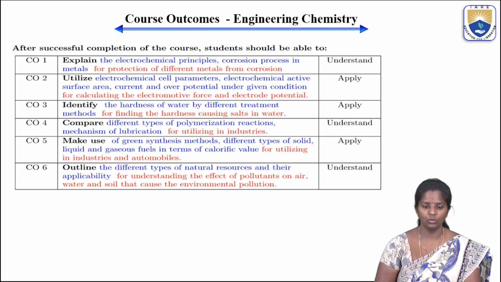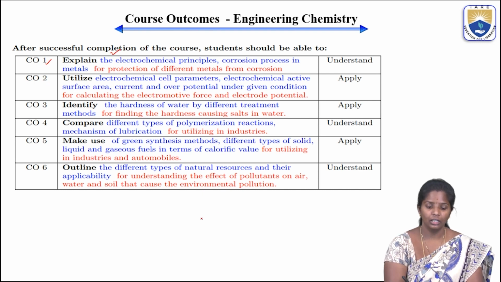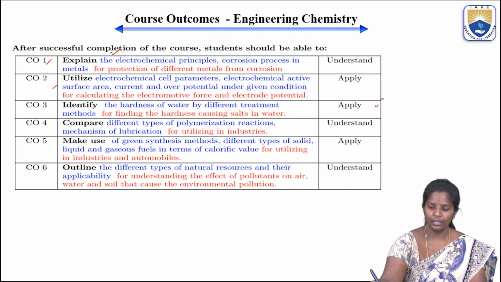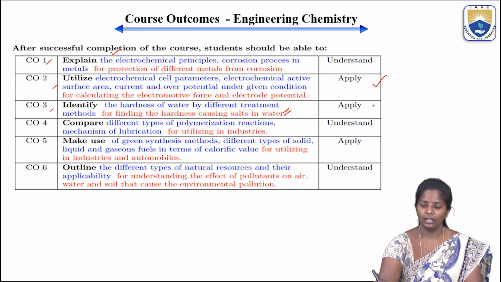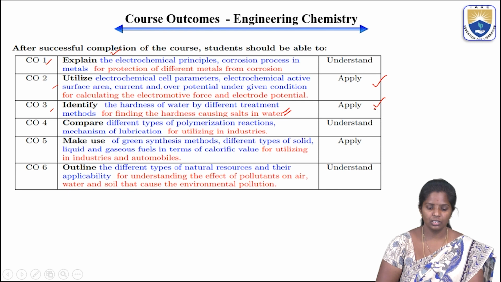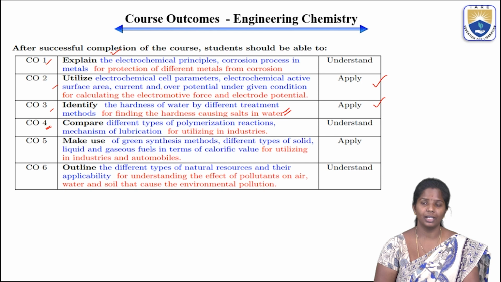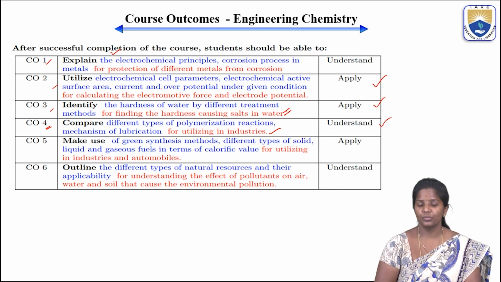So if you see, course outcome 1 is the electrochemistry that we have seen. Then 2 is electrochemistry with problems, so we are applying the knowledge obtained from course outcome 1. Then course outcome 3 is the hardness of water including problems, so that is also applying the knowledge in solving problems. Then course outcome 4 is the comparison of different polymerization reactions, and having knowledge. Therefore it is under the understand level of Bloom's taxonomy.